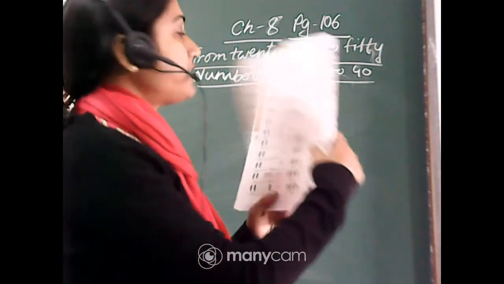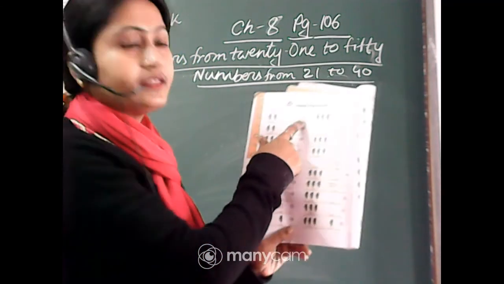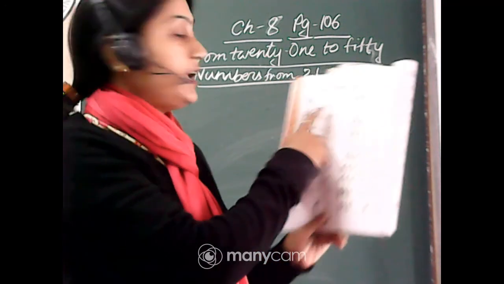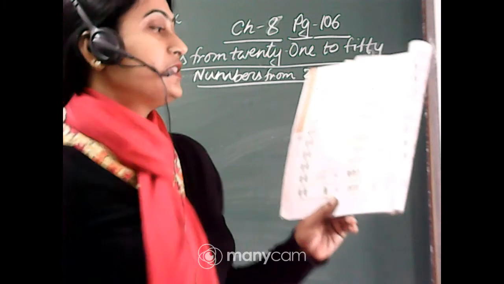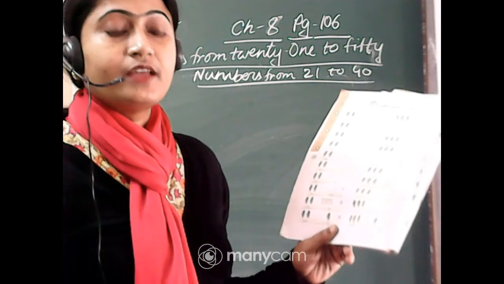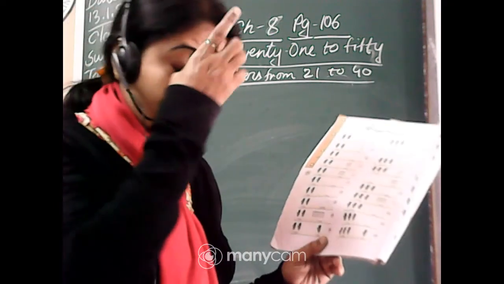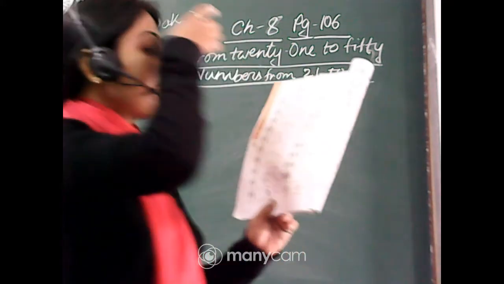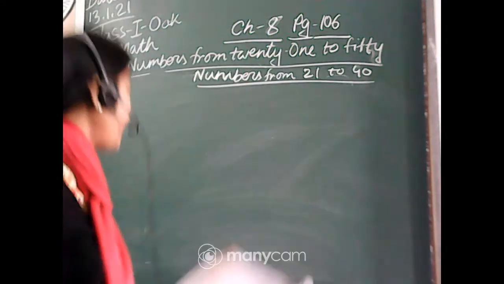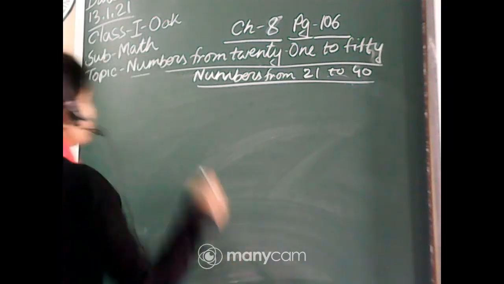2 tens and 1 one. The number is 21. And next is 2 tens and 2 ones. The number is 22. This is done in your book. No need to solve anything here. Now from the next we will solve.